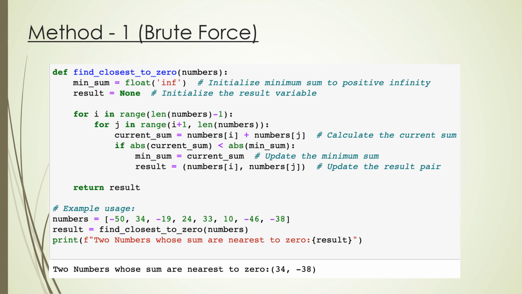Then, using the nested loop, we check the length of the input. After the iteration, we are updating the result in the minimum sum and result variables. Then after completion of the loop, the result variable is returned by the function to the print statement, to print the output, which is 34, 38.